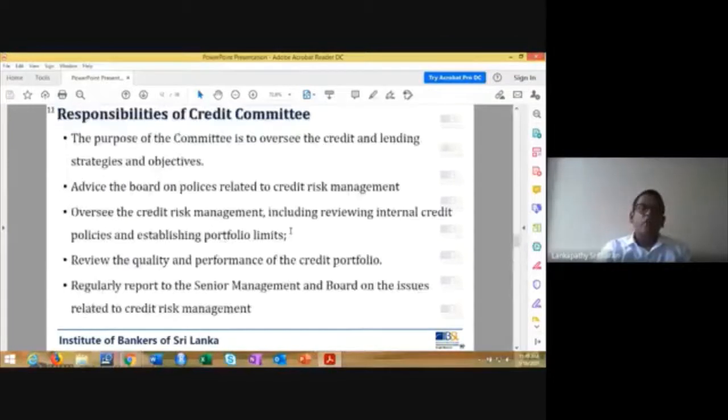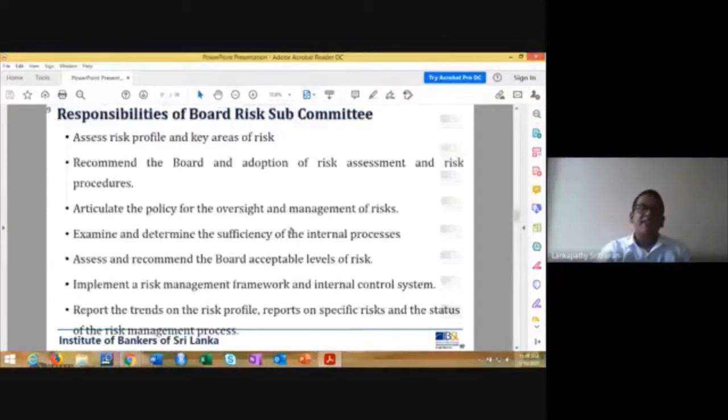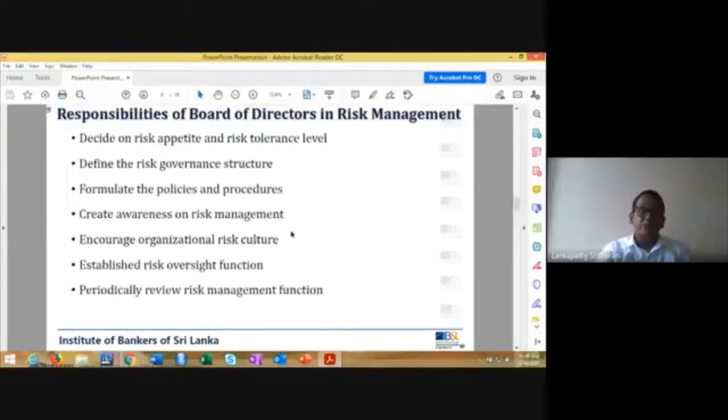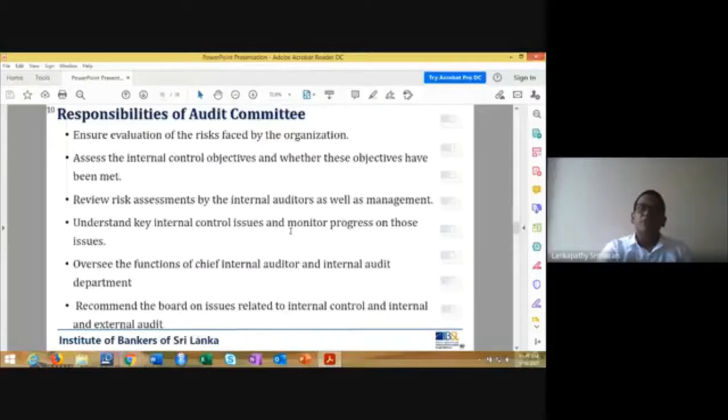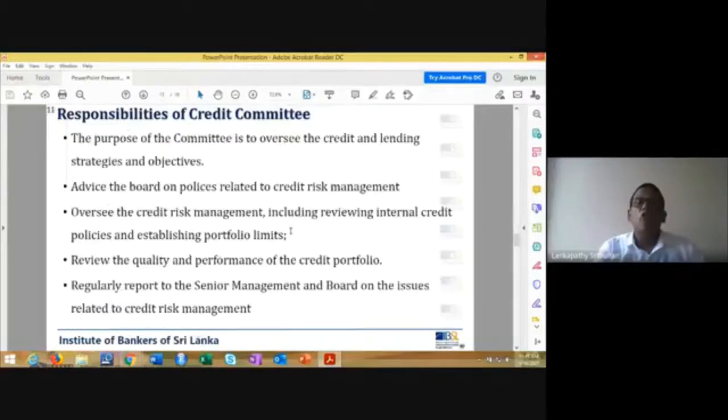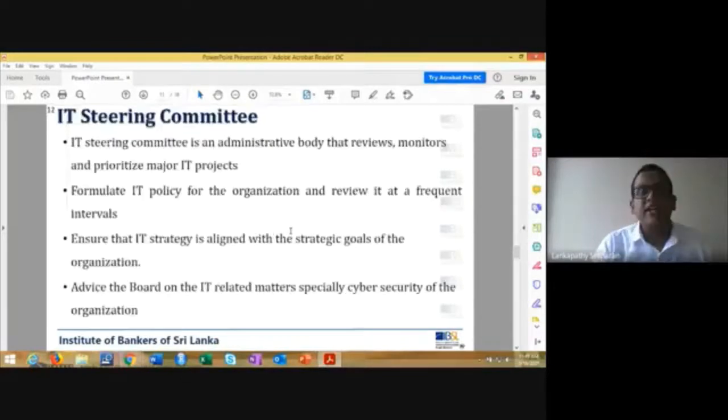We have seen the committees' responsibilities: first, the board of directors' responsibility with regard to risk management. Then we have seen the responsibility of the audit committee, and then the responsibility of the credit committee. Finally, we have seen the responsibility of the IT steering committee. Of course, ALCO and the others we have already seen. So those are the committees we have discussed now.